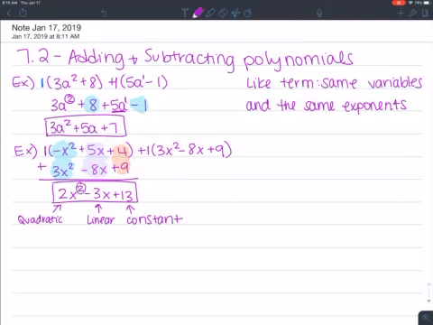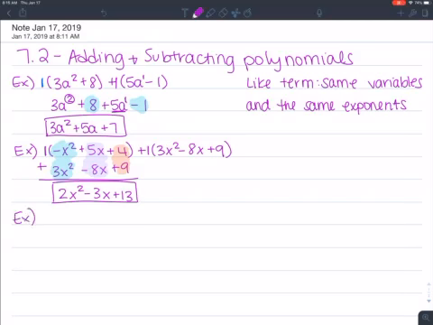Okay, so I'm looking linear. Quadratic has a 2 as an exponent. Linear has a 1. Constant has no variable. Okay. Again, we'll see that later on, but just a quick reminder. All right, so that's adding. Now we're going to try subtracting.